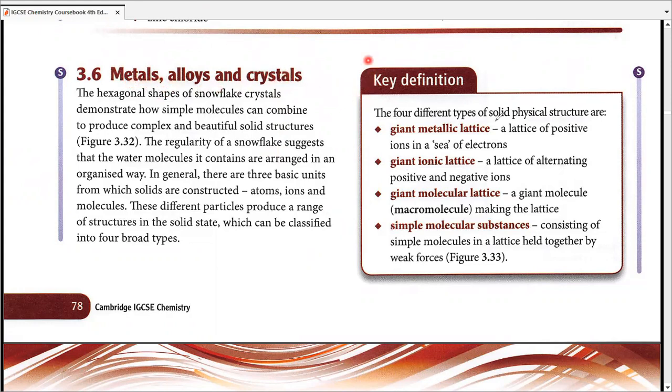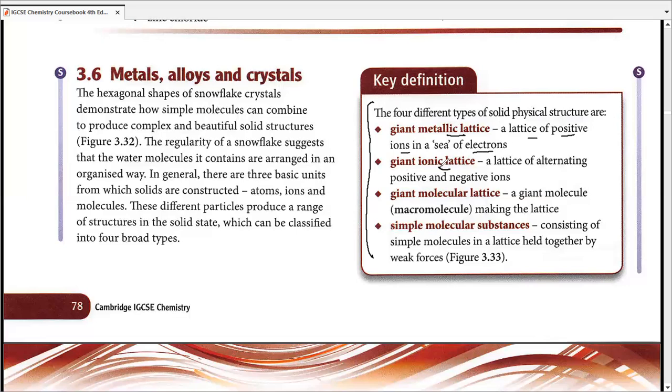Okay, if you look at it, they have given the key definition of all four different types of solid structures that we get. Number one, metallic lattice that we get from metallic bonding. It's actually a lattice of positive ions in a sea of delocalized electrons. Metals form this kind of structure.